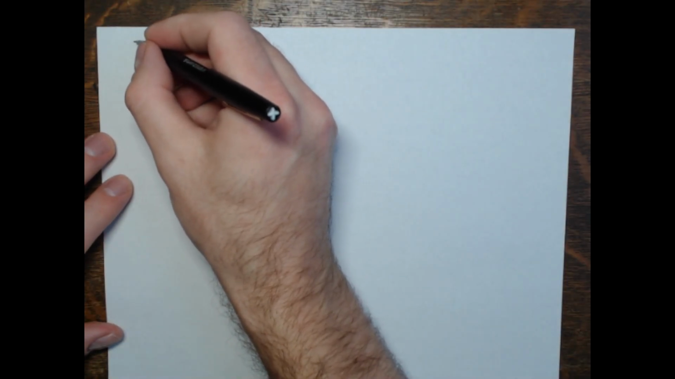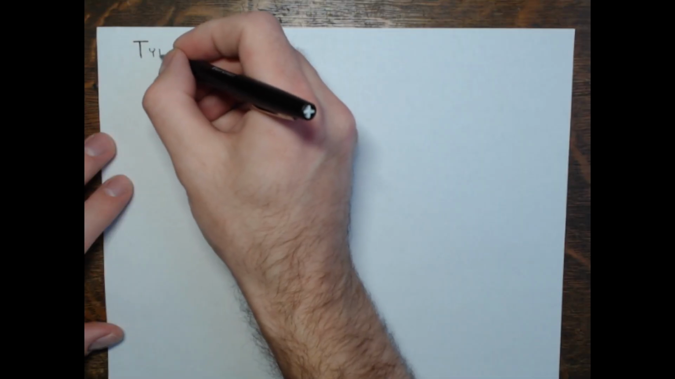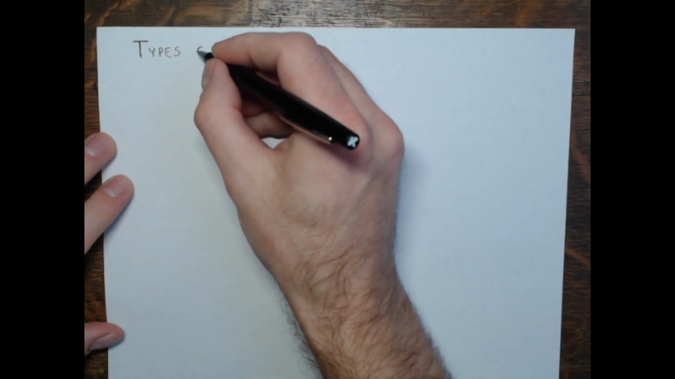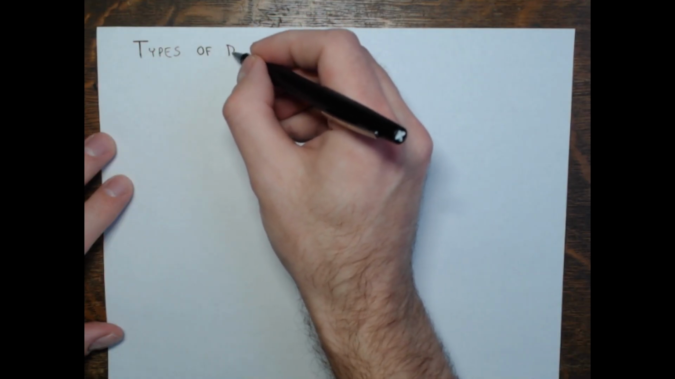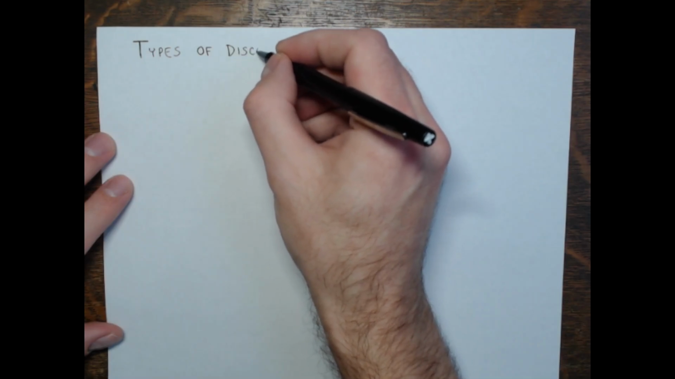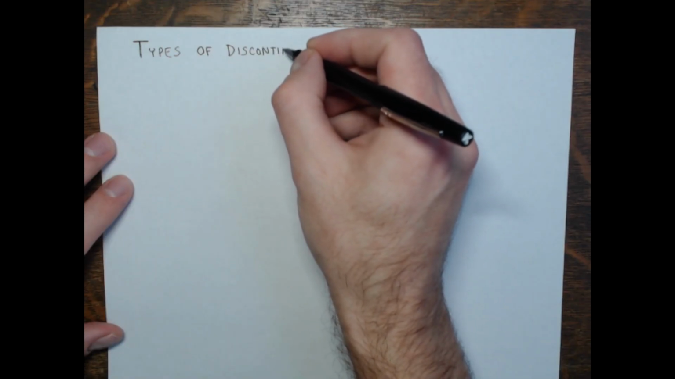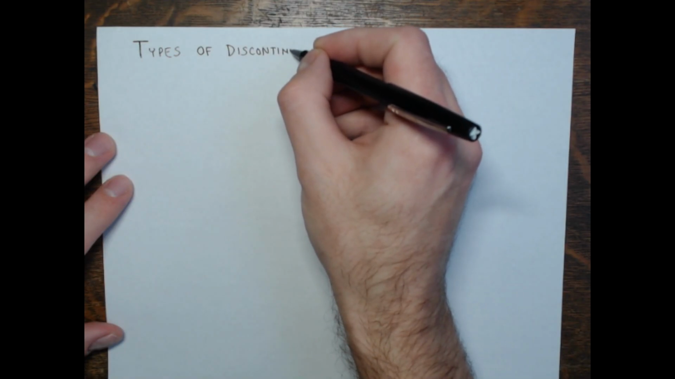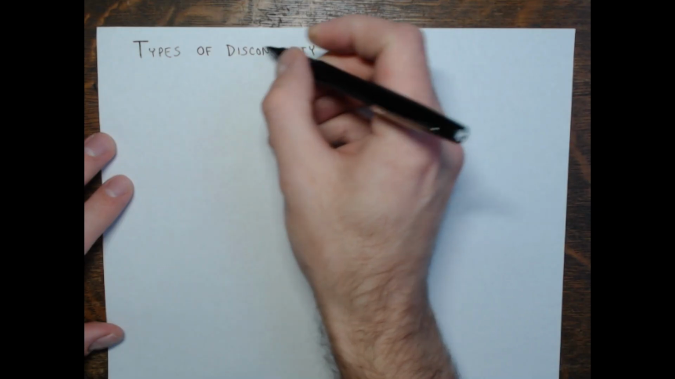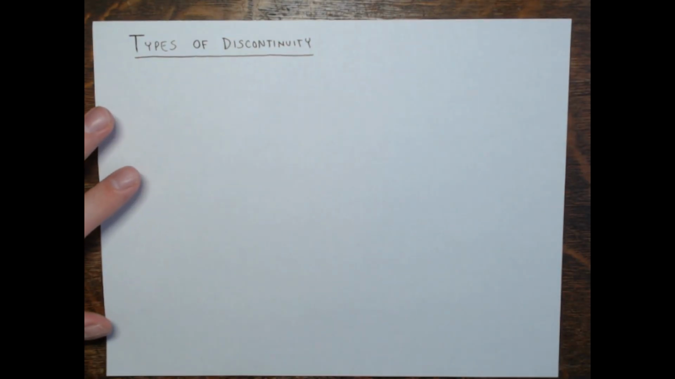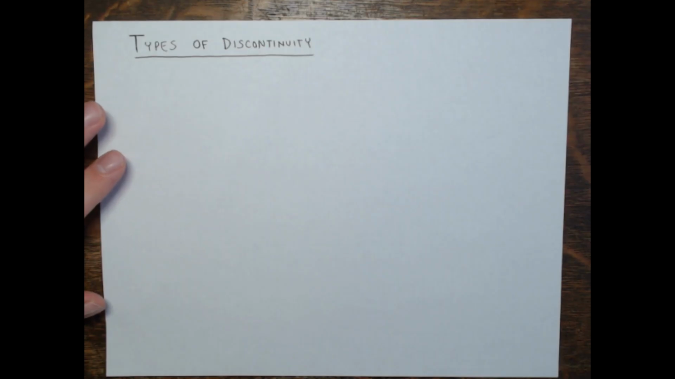And in this particular text, there are three. There are more than three. I'll say that right now. But we're just going to go over the main three that are usually covered in a Calculus 1 class.